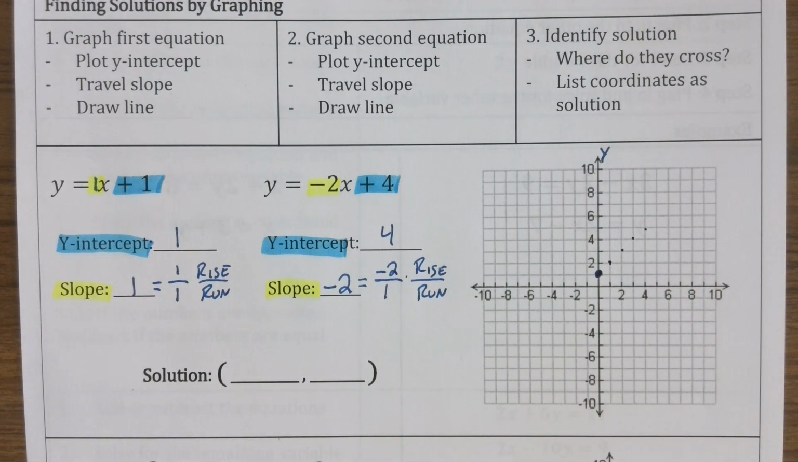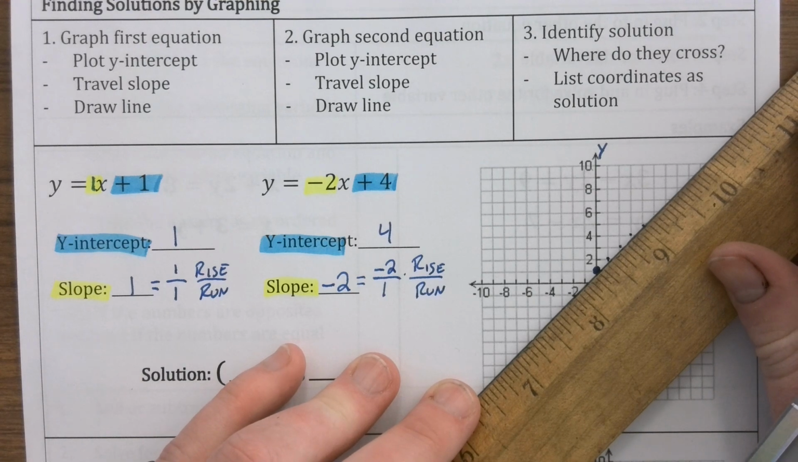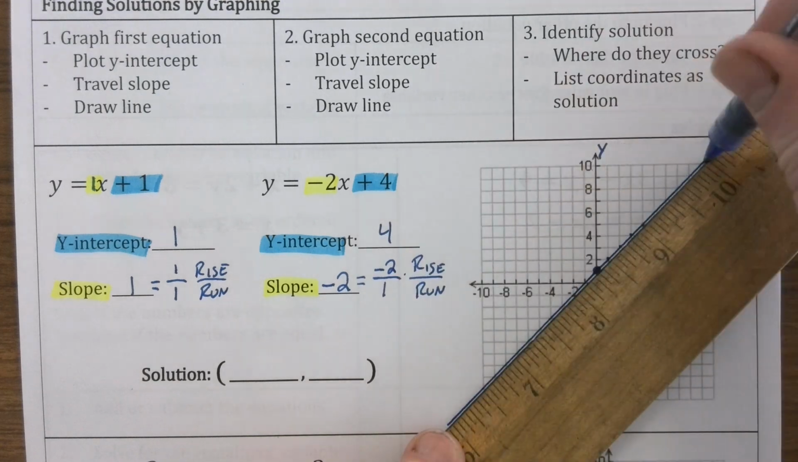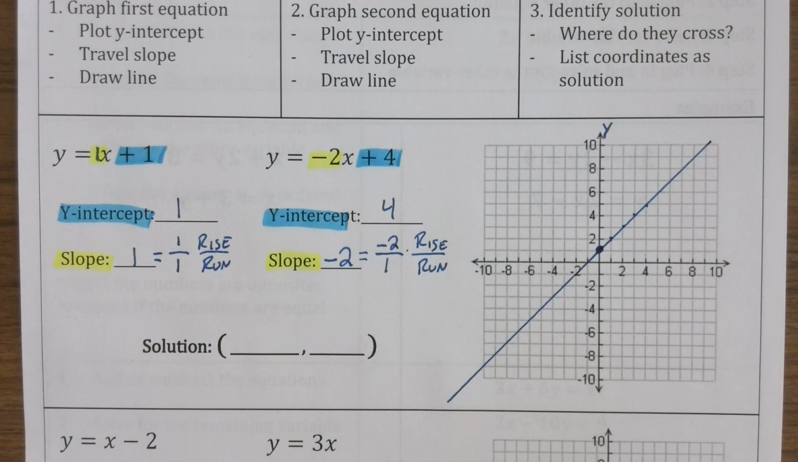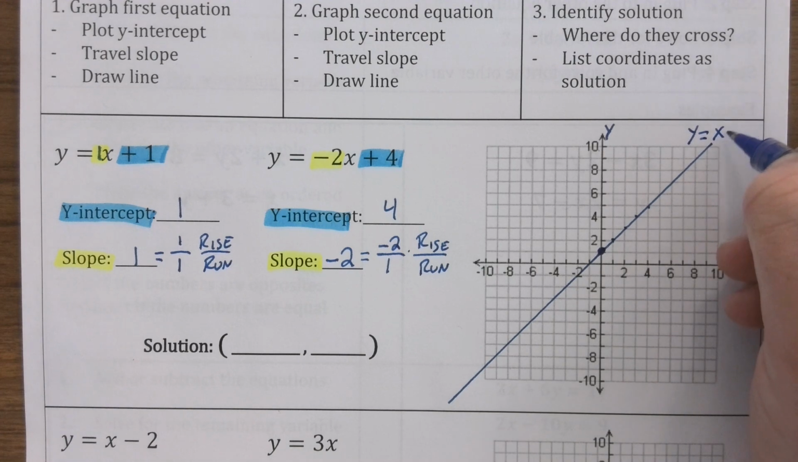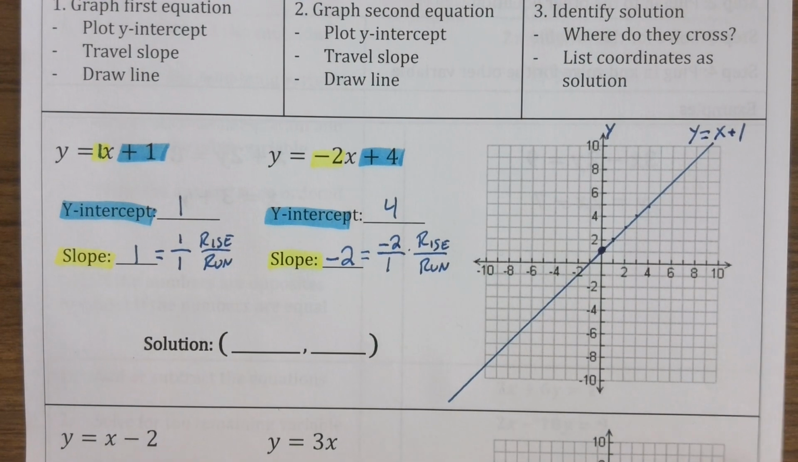You can use a ruler, you can use a binder, you can use something that's got a straight edge and line it up with your points. You can just zoop. There's our line. That's not bad. So there is equation number 1, and you could label it if you want, y equals x plus 1. Let's plot our second equation.